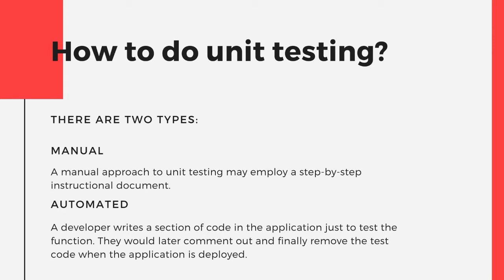And the second one is automated testing. In automated testing, a developer writes a section of code in the application just to test the function. They would later comment out and finally remove the test code when the application is deployed. Automated testing is significantly faster than a manual approach, and it is executed without human assistance, often via a test automation framework along with other tools or software.